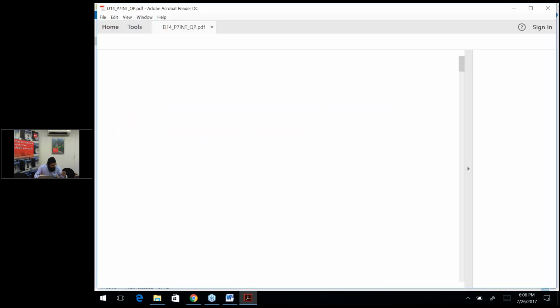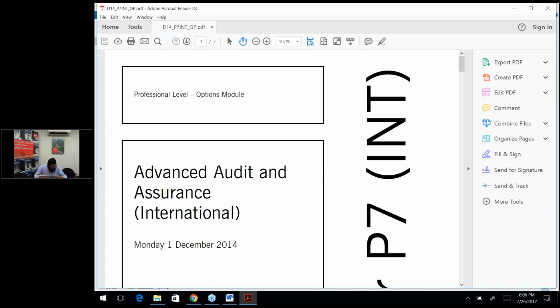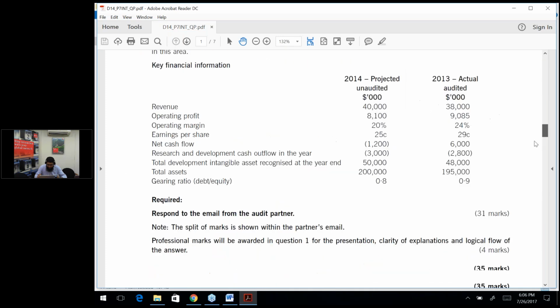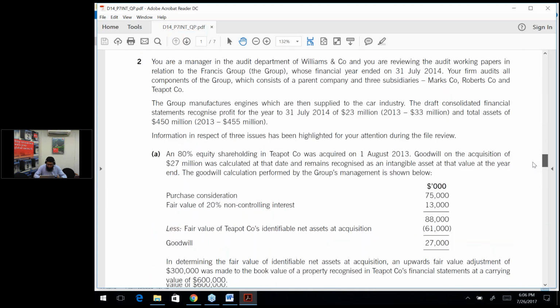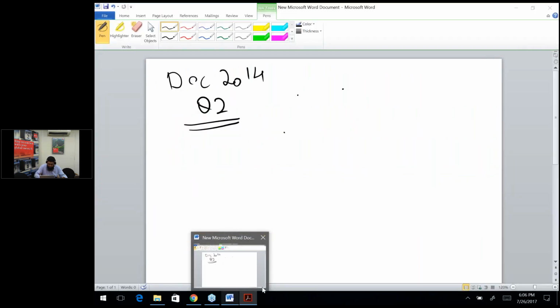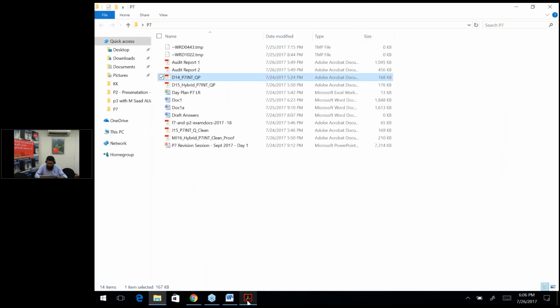The requirement of the question is again the same requirement, which is: comment on the matters to be considered and explain the audit evidence that you would expect to find in your review of the audit working paper in respect of each of the issues described above. So let's take 3-4 minutes and go through part A of the question. Then we'll start discussing once you are done with part A. Read part A, take 5 minutes.